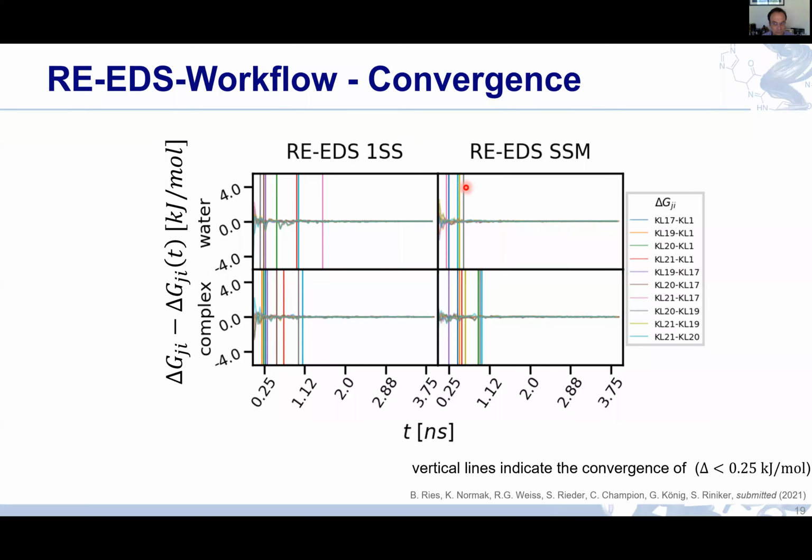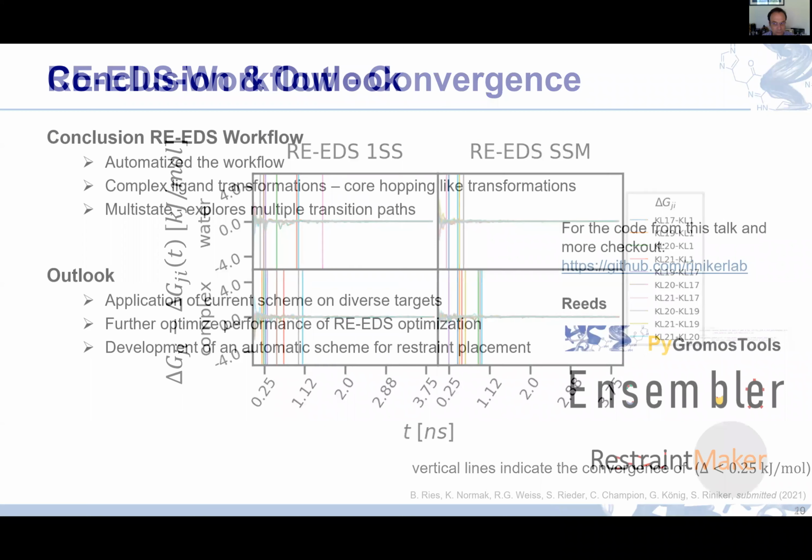It's actually quite clear that we don't need these 4 nanoseconds for our approach, but we could actually already use maybe 1 to 1.5 nanoseconds. And this would, of course, dramatically cut the cost. And with this, I come to conclusions.